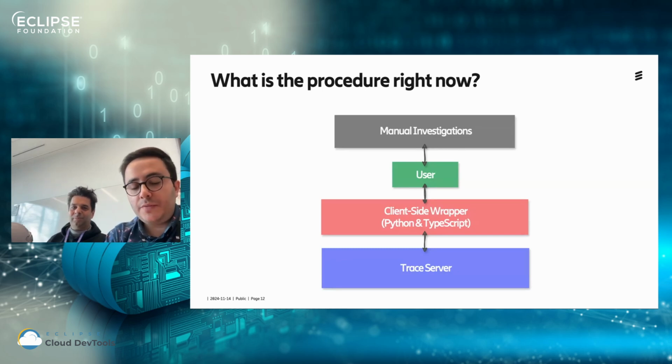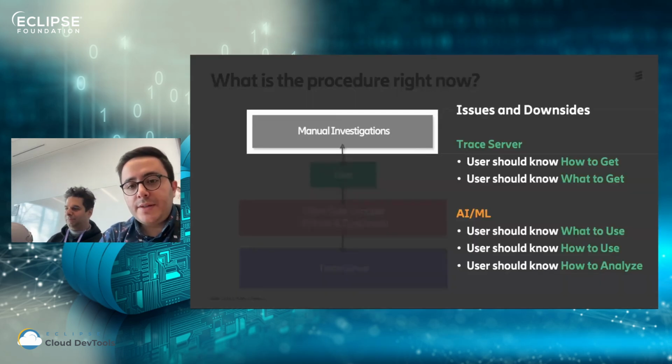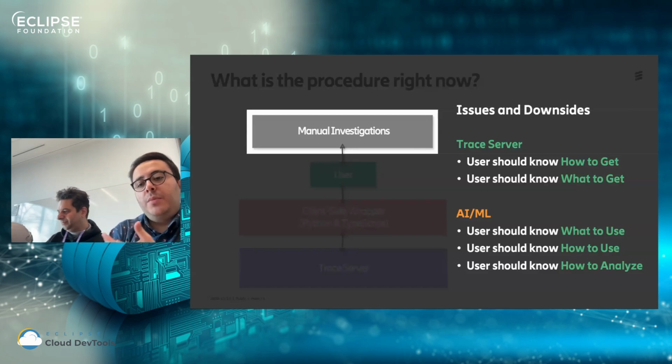But there are two types of downsides. The first one is from the Trace Server side. How should I get the data? Not everyone knows the API documentation, and how to communicate with the Trace Server. And also, what should I get? If I want to find anomalies, should I get the CPU? Should I get the memory? Should I get both of them? On the other side, which is more specialized for artificial intelligence and machine learning, if I want to apply a normal clustering, what should I apply from the Trace Server?